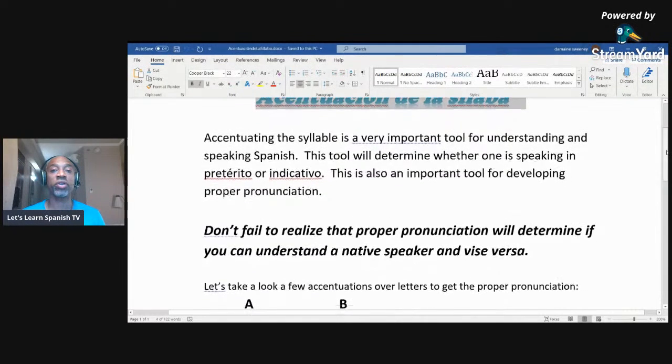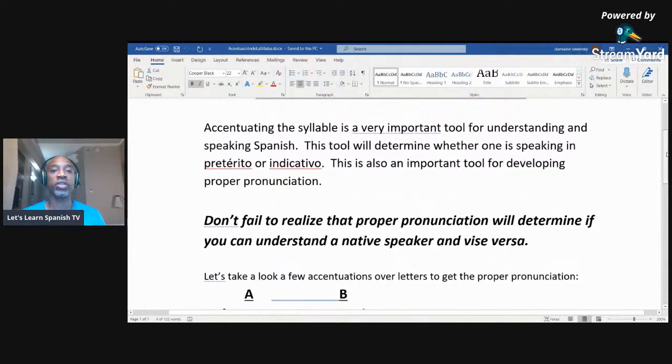So practice your speaking. Accentuating the syllable is a very important tool for understanding and speaking Spanish. This tool will help determine whether one is speaking in pretérito or indicativo. So present or past. When the story is being told, is it being told about the past or is it going on at the moment? Is something happening now or did it already happen and you missed the boat? It's also an important tool for developing proper pronunciation. Don't fail to realize that proper pronunciation will determine if you can understand a native speaker and vice versa.